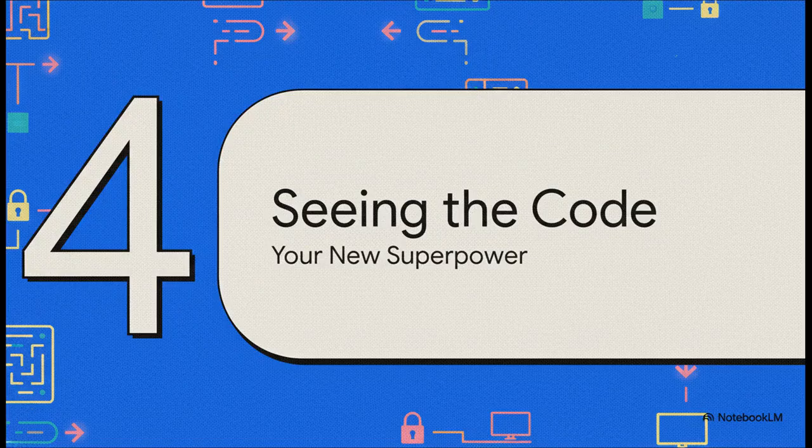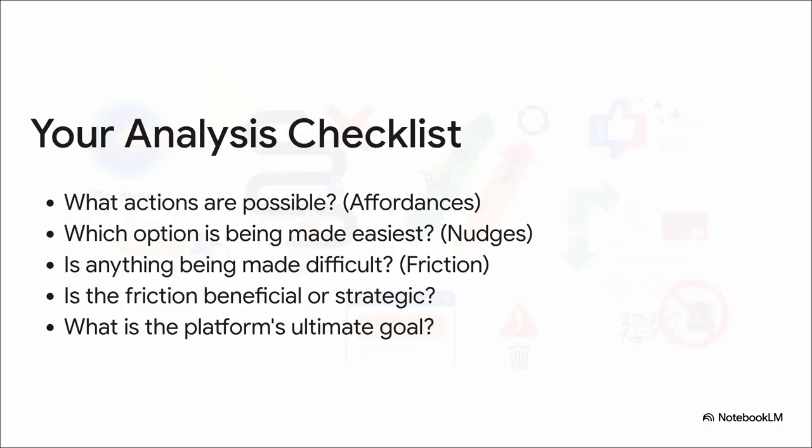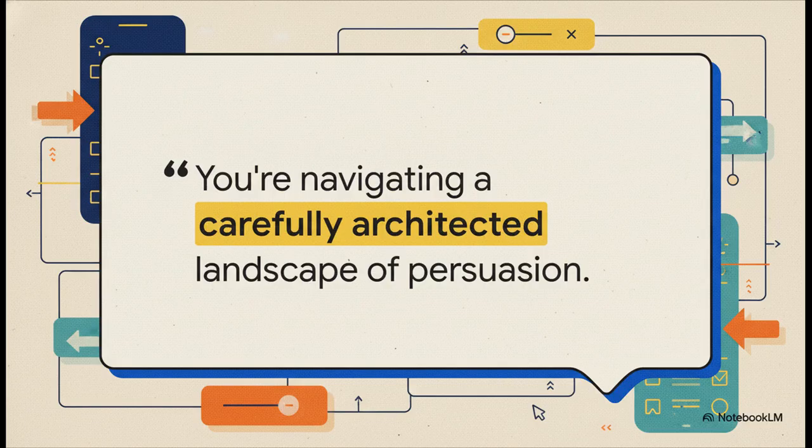So, what's the big takeaway from all this? It's that you now have a superpower. Seriously, you can now see the hidden language behind the design of pretty much every screen you look at. You can use this simple checklist. The next time you're on a website or in an app, just ask yourself these questions. What actions are possible here? Which option is being made the easiest? Is anything being made difficult? And is that friction there for my benefit or for the company's? When you start asking these questions, it changes everything. Because now you can see the truth. You're not just mindlessly tapping on a piece of glass anymore. You are actively navigating a landscape that has been carefully and deliberately architected to persuade you. You can see the code.